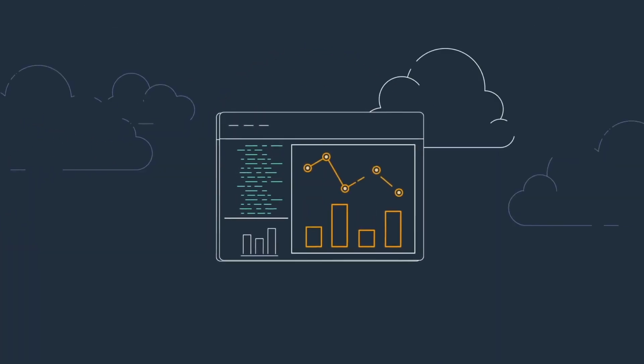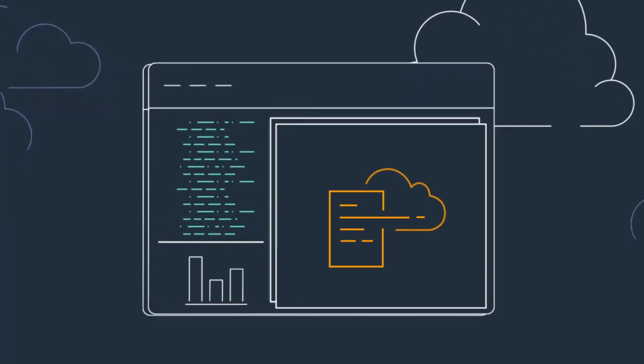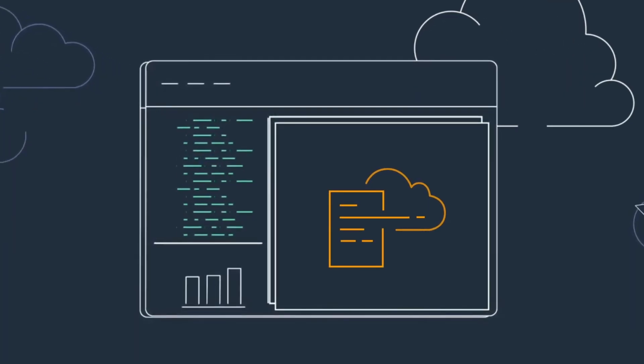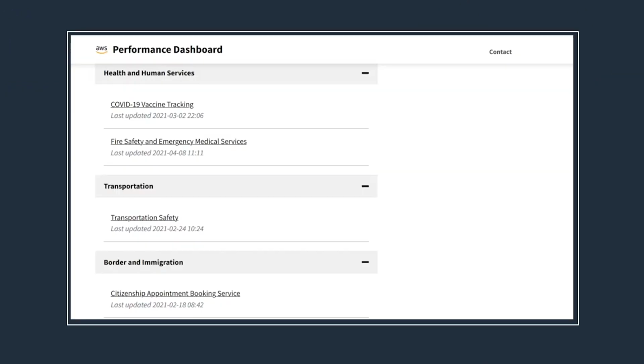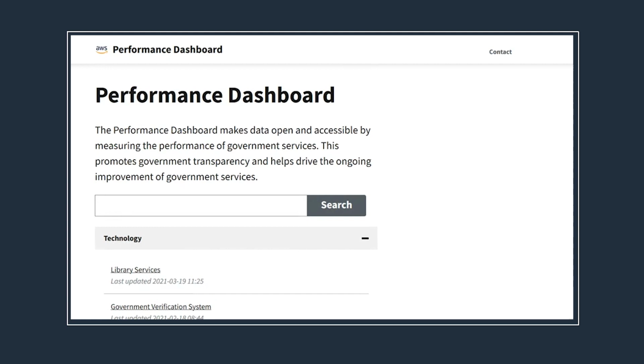Installation is simple using prepared AWS CloudFormation templates. The AWS CloudFormation templates automatically deploy your critical resources so you can quickly start building dashboards. Visit the Performance Dashboard on AWS Solutions page to start measuring and sharing your impact today.